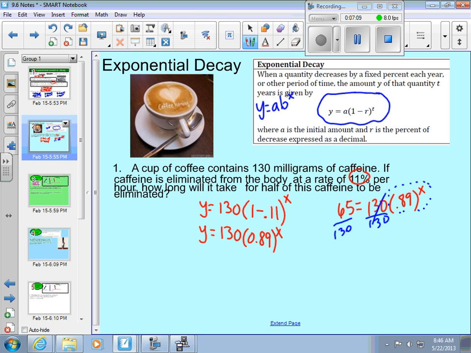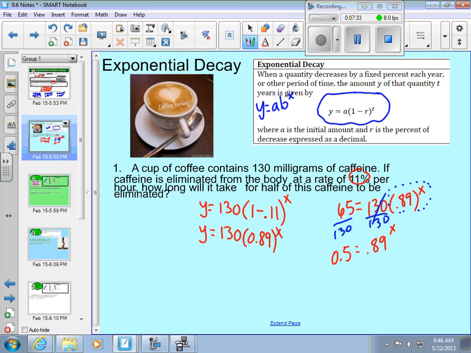Dividing by 130, it leaves us with 0.5, or 1/2 on that side. And that makes sense because we're trying to find out how long till there's half of it left. All right, now we get into this part of the problem. We want to eliminate and try to get that x by itself. And this is where that stuff we talked about with logs comes in.